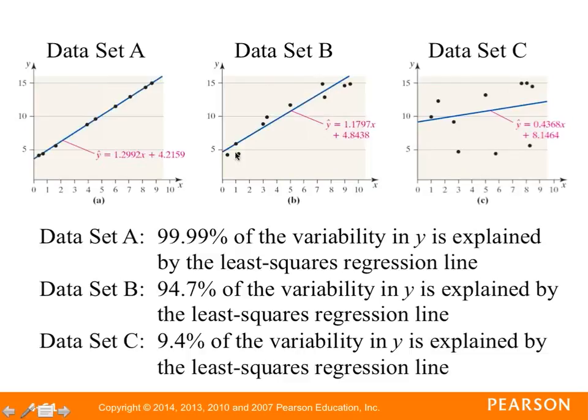This one looks pretty good. Okay, our dots are pretty close. We have some that are right on there. This one looks like an r squared value maybe closer to 95. Okay, so it's 94.7% of the variability in y is explained by the least squares regression line.